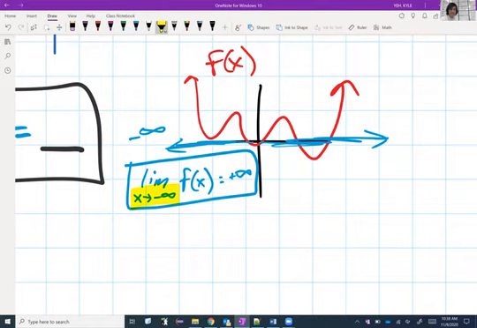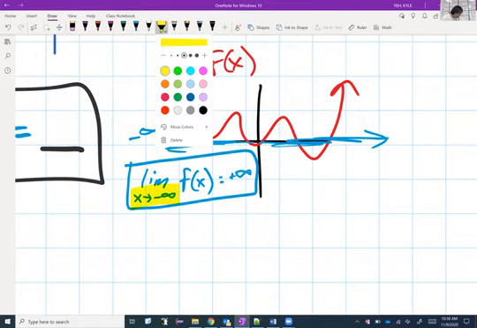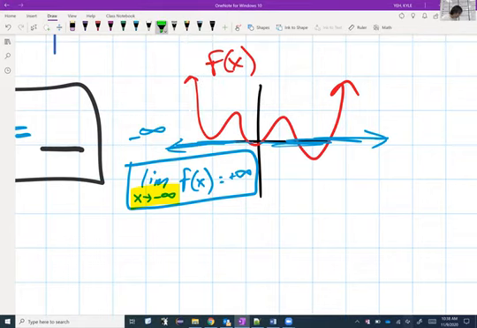As my x's are going to negative infinity, that's this part right here. The limit as x's go to negative infinity, as I go left, what is my graph doing? What are my y values doing? And that's that part right there. They're going to positive infinity.